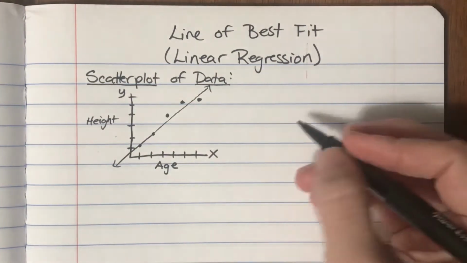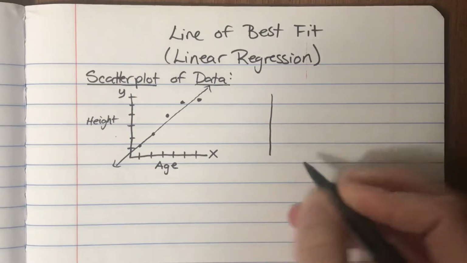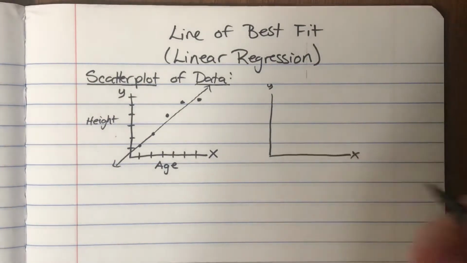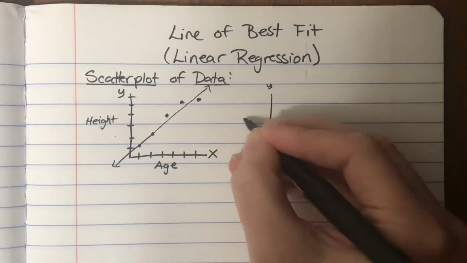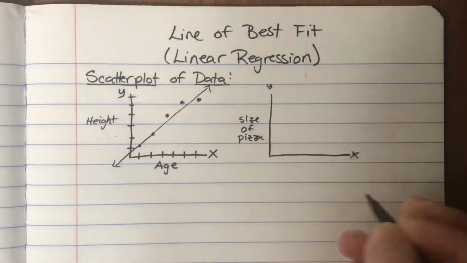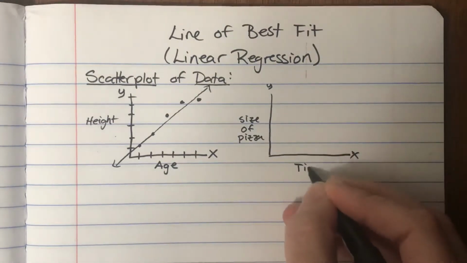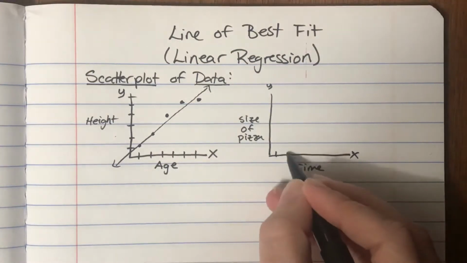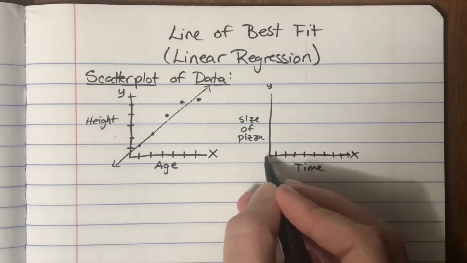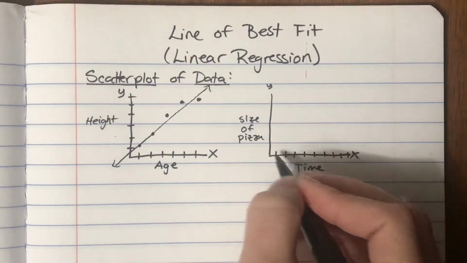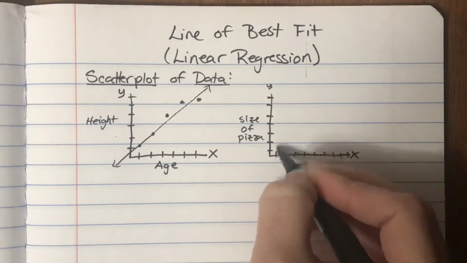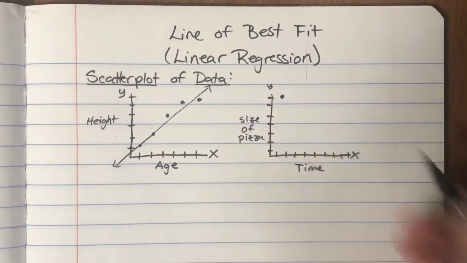Now, we could also look at maybe a set of data that looks like this. So again, another x-axis, another y-axis. Let's make the y-axis the size of a pizza, and let's make the x-axis time. So as time goes on, if you have a pizza sitting in front of you, at the very beginning of the time a pizza is set in front of you, you've got pretty much the whole pizza, right? So the size of the pizza is very large at the very beginning. So we're going to put a data point up here.